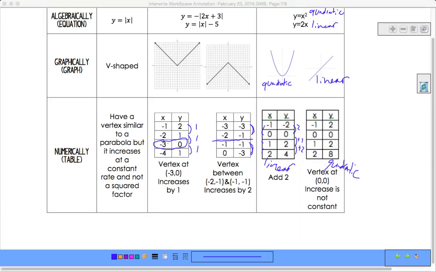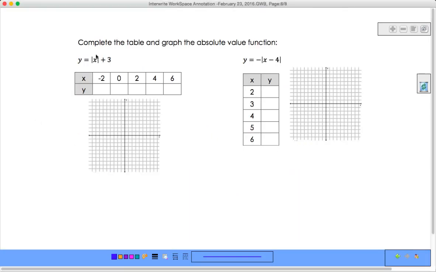Alright, let's look at an example. This one right here, we want to complete the table to graph it. So let's try plugging in a point. If I put in -2, the absolute value of -2 is 2, plus 3 is 5. If I put in 0, 0 plus 3 is 3. If I put in 2, the absolute value of 2 is 2, plus 3 is 5. Put in 4, 4 plus 3 is 7. And 6 plus 3 is 9. Alright, now I have lots of points to graph, and I could make a table with any x values that I wanted.